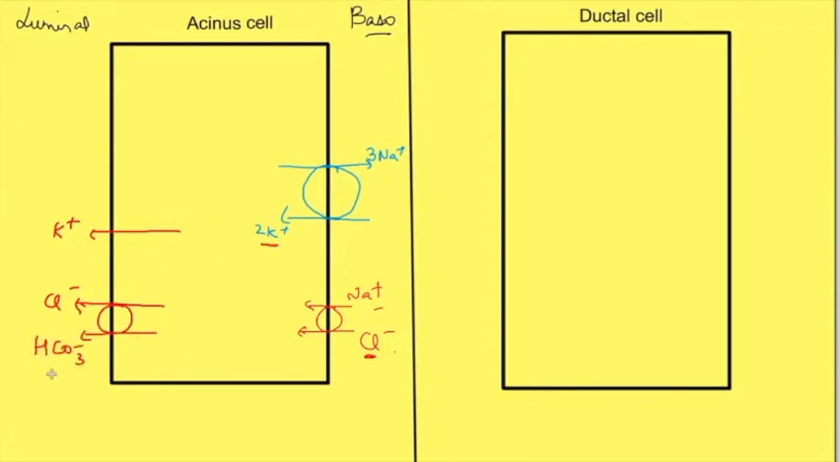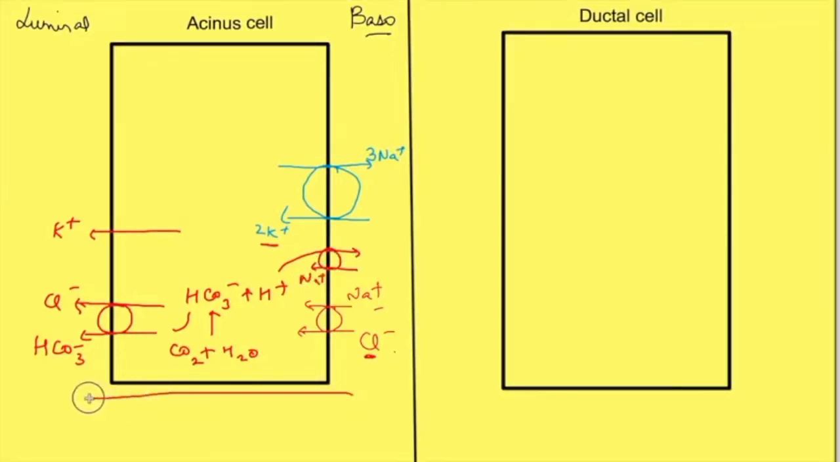Now from where is this bicarbonate coming? It is generated when carbon dioxide inside the cell binds with water in the presence of another enzyme, carbonic anhydrase, and produces 2 ions, bicarbonate and H plus ions. So bicarbonate ions move from inside the cell to the lumen, but H plus ions move from inside the cell to the basolateral side, and this occurs in exchange for sodium. Sodium moves via the paracellular route into the lumen. So in the acinar cell, sodium, potassium, chloride and bicarbonate all are coming into the lumen.